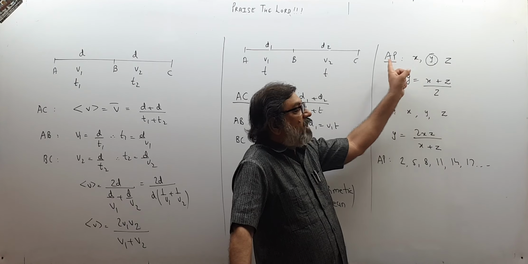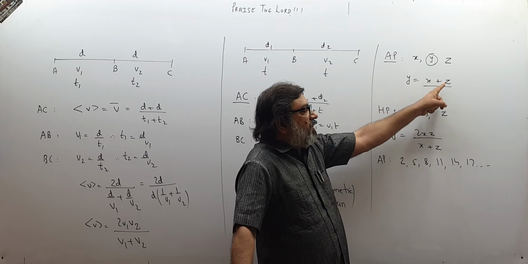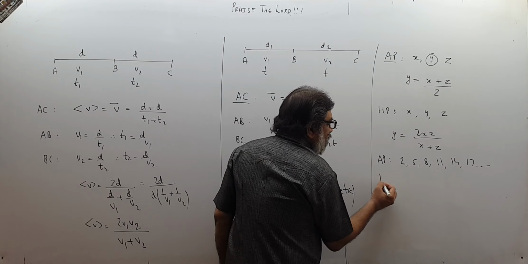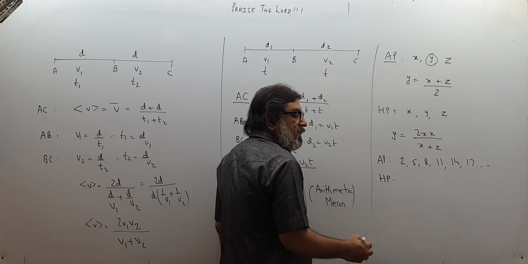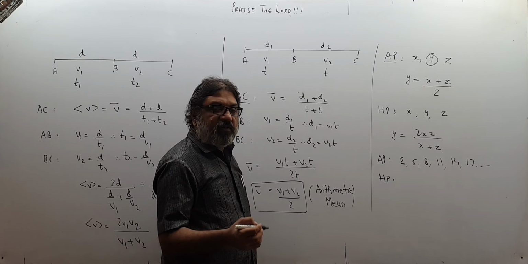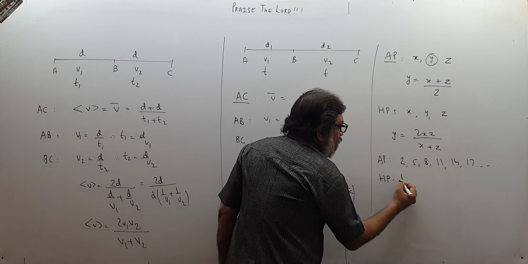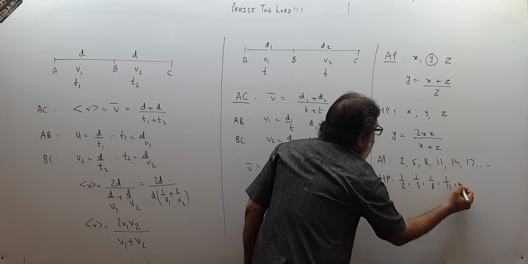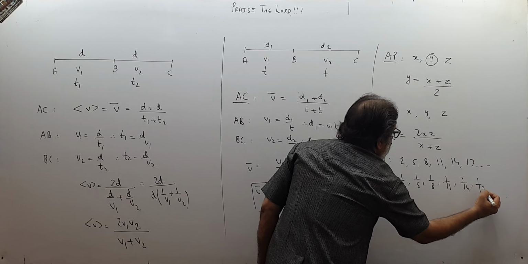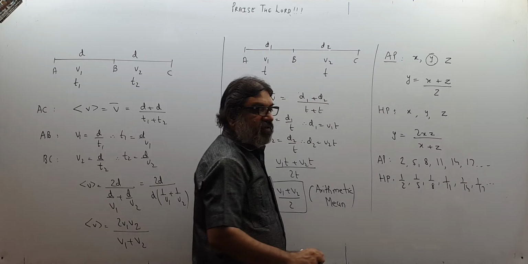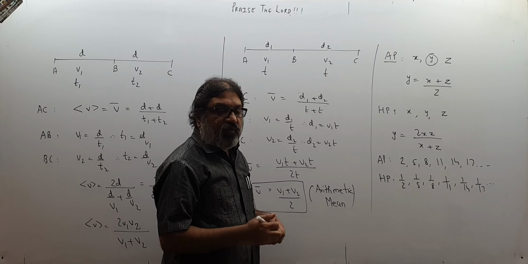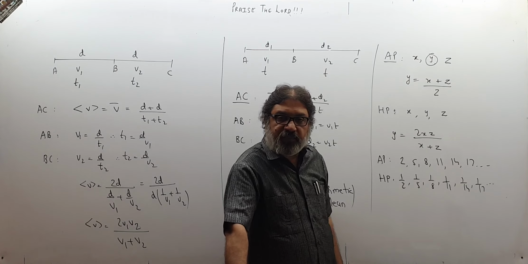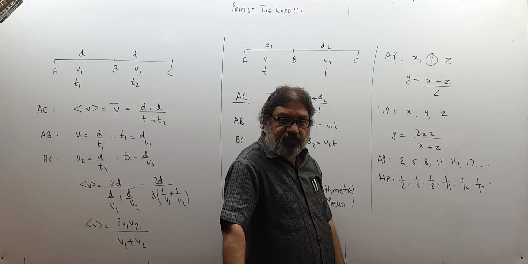Like this, x, y, z are on AP. So middle number will be x plus z upon 2. Corresponding to every arithmetic progression, you get a harmonic progression. And to get harmonic progression, you have to invert the terms of AP. So half, 1 by 5, 1 by 8, 1 by 11, 1 by 14, 1 by 17 like this. This becomes a harmonic progression. So what is a harmonic progression? It is obtained by taking inverse of the terms of AP. That gives us a harmonic progression.